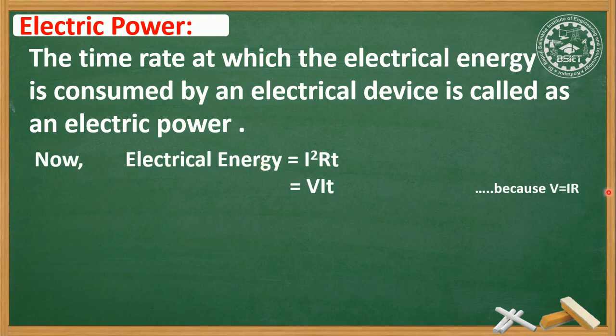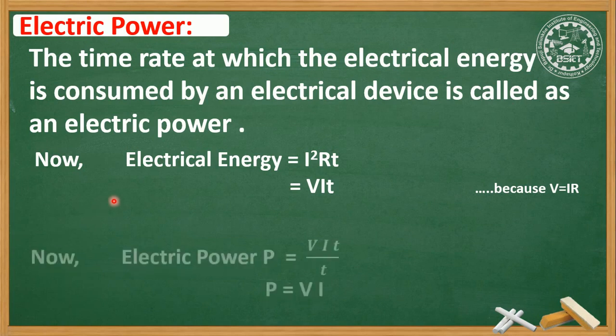As we know from Ohm's law, V is equal to IR, then I square RT can be written as VIT. So this is electrical energy, I square RT. Now, by the definition of electric power, the time rate at which the electrical energy is consumed by an electric device is called electric power.